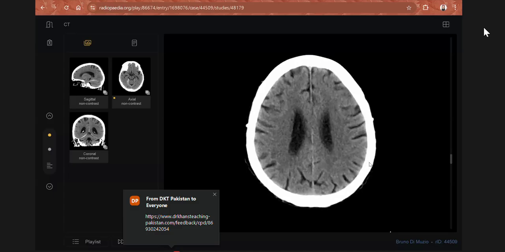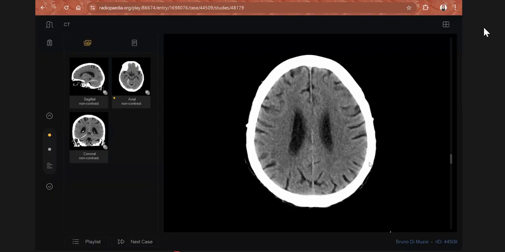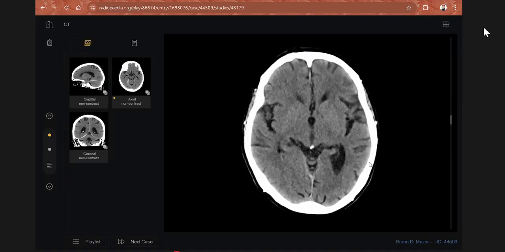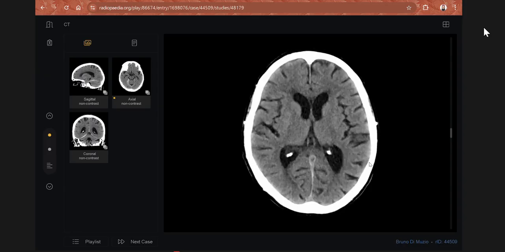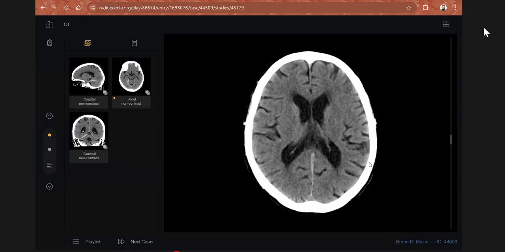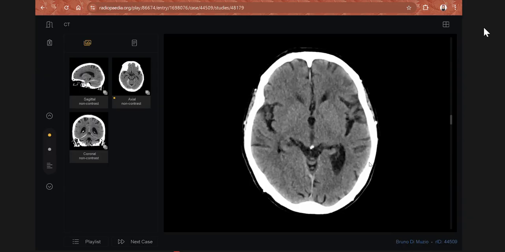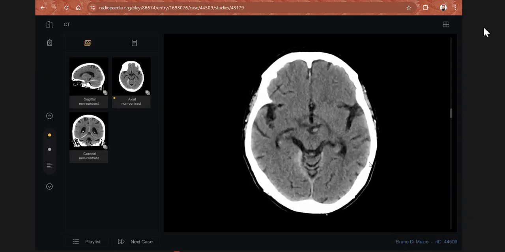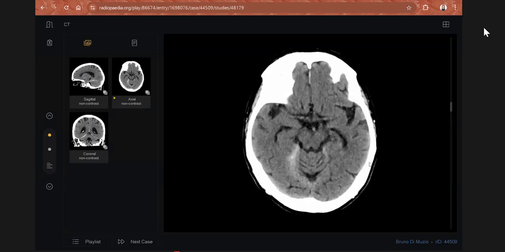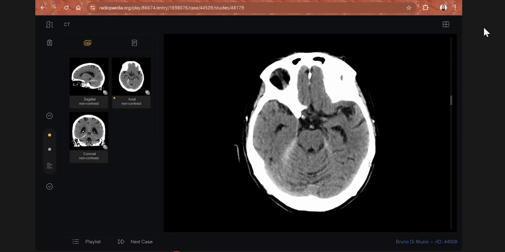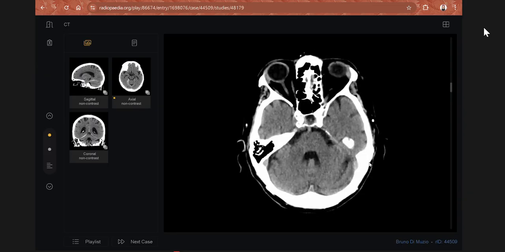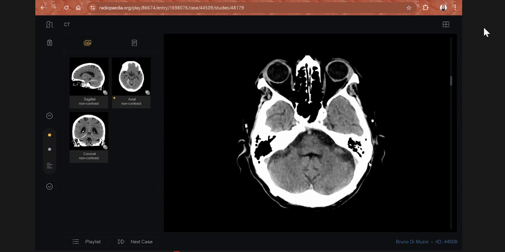I'm not able to appreciate any loss of gray-white differentiation. I would like to see the insular ribbon area, which appears normal to me, but I would still like to see it in the stroke window as well, because sometimes very, very early stroke secondary to trauma is not appreciated well. Apart from that, I see this hyperdense area noted along the tentorium and the dense basilar artery, slight prominence of the temporal horns.